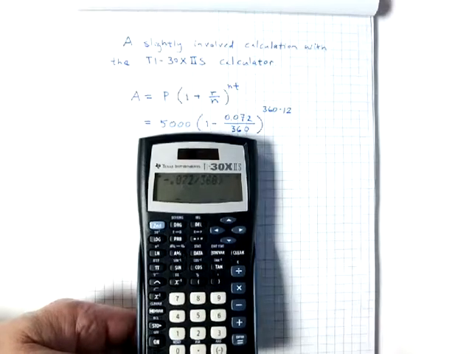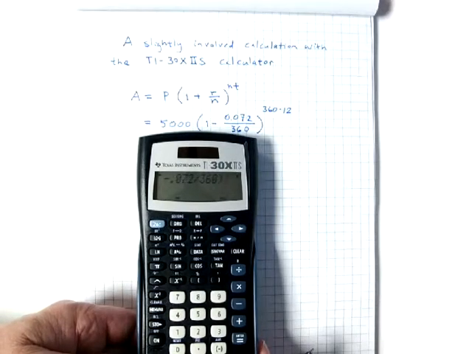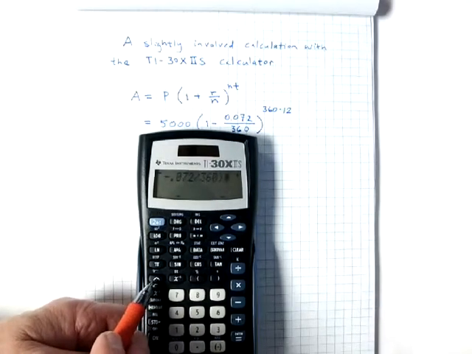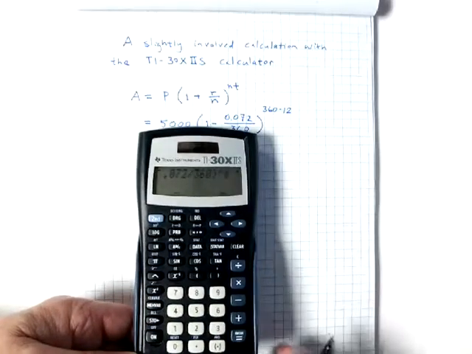I want to make the exponent now. That 360 times 12 is an exponent. It's not another factor that multiplies. So I need to use the exponent key on this calculator. It's the caret key underneath of pi. So I press that key, and you'll see the caret show up there.